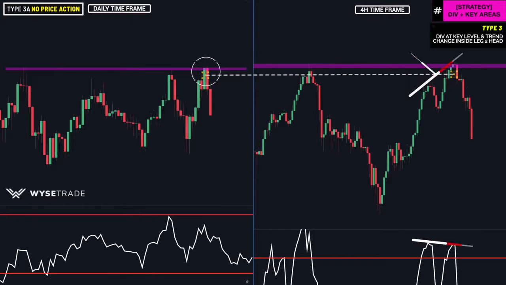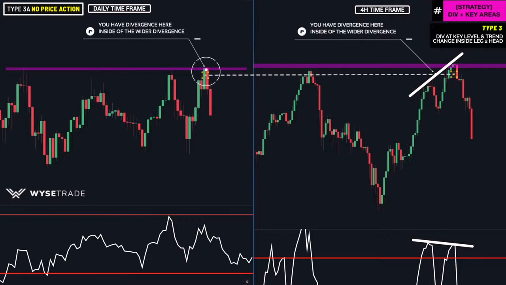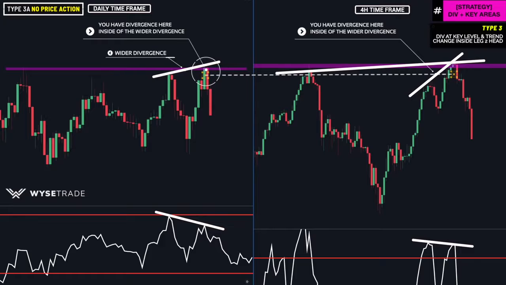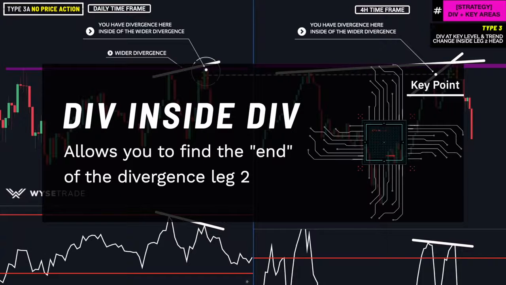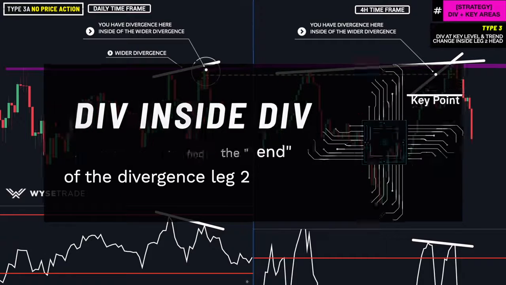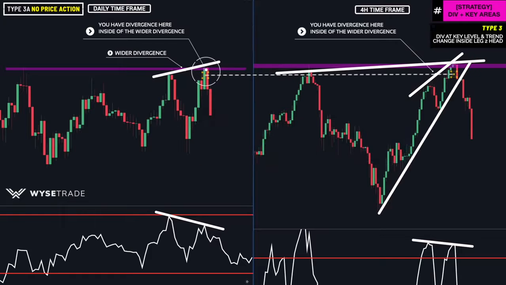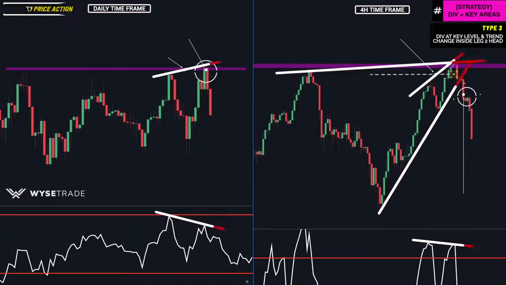Now, notice on this time frame, we had perfect wide divergence at the key level. What this means is you have divergence inside of the leg 2 head of the wider divergence. So this allows you to see when the leg 2 is possibly ending. Now, to confirm it all, you again are able to place a trend line onto the immediate trend on this time frame. And then once you had your trend line break, everything is confirmed and you would start looking for trade entries short on the lower intraday timeframes.